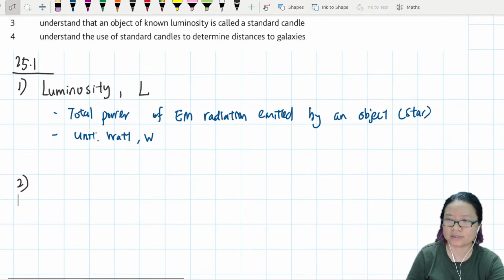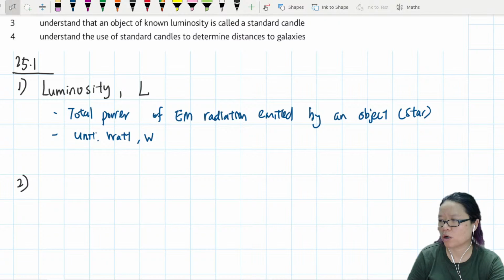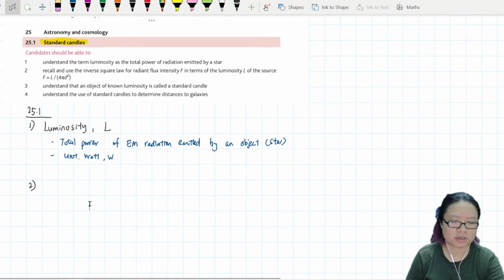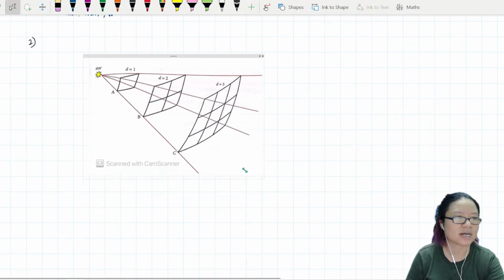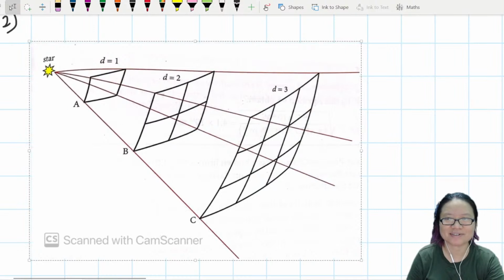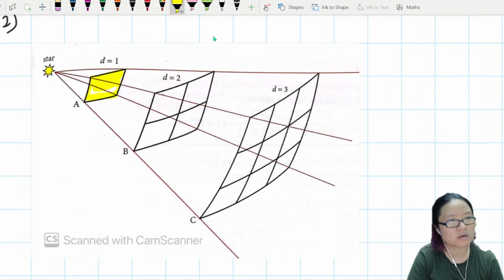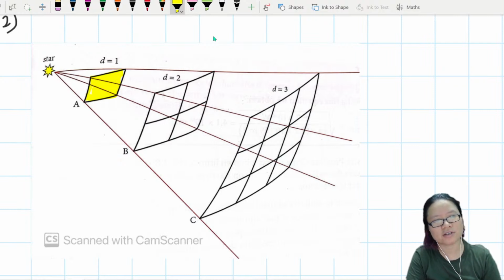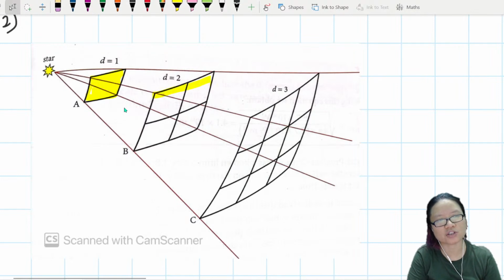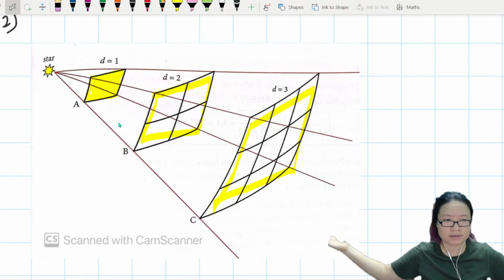Number 2. Knowing the idea of luminosity is not enough, because the star is bright when we are very close to the star. But what happens when we are far away from the star? So think back to your AS syllabus, where we study the idea of intensity. The further away you are from the star, the bigger the area the energy has to travel. So you reach here, this area of energy is now spread out to a larger area, and then travel even further, spread out to an even larger area. It's a bit like if you sit far away from the teacher, you just hear the sound wave as softer.